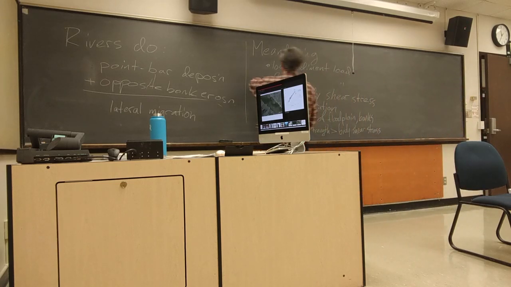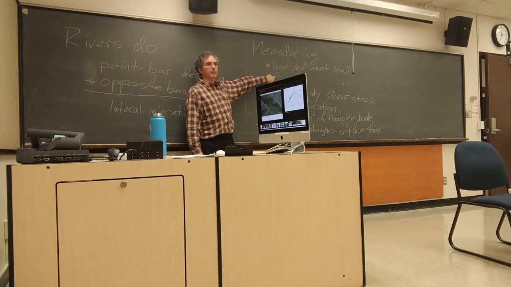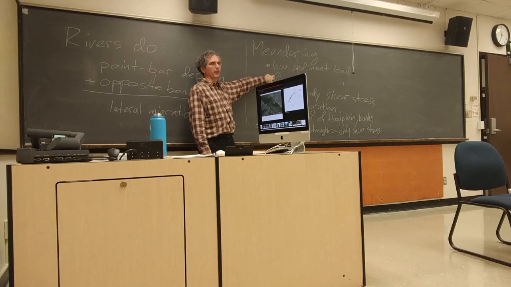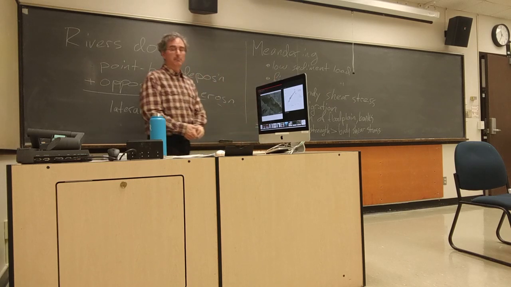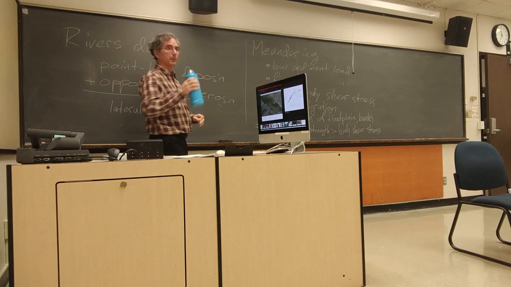Also, the fineness of the load, the fineness of the stuff that's deposited, matters for trees and shrubs, right? It's easier to root and take hold in sand and silt than it is in gravel and sand. Plants can do it, but it's nicer this way.